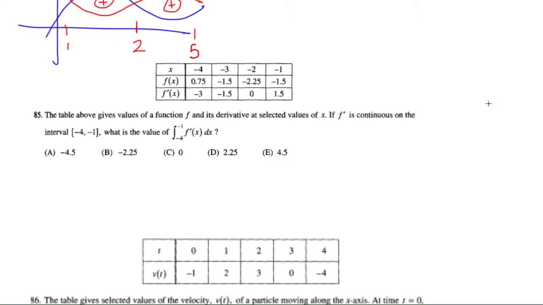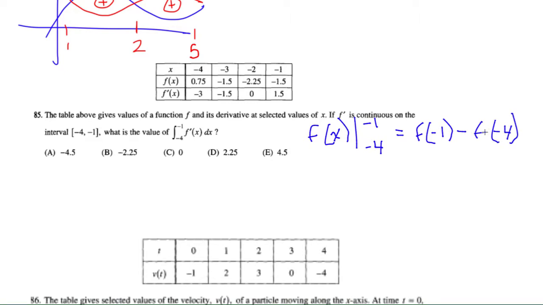So number 85. F prime is continuous. That's good to know. I'm looking for this value. So if I take the integral of the derivative, I'm going forward. So this is really f of x, evaluation bar between -4 and -1. Antiderivative of the derivative is just this thing. I still have a definite integral, which means I need my evaluation bar. Sounds good? All right, so from here, that's going to be f of -1 minus f of -4.